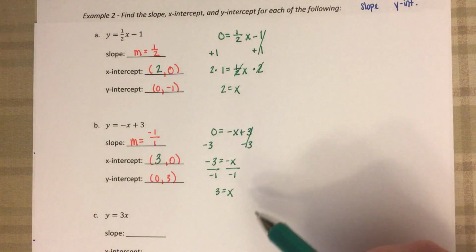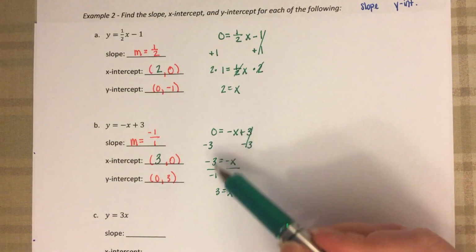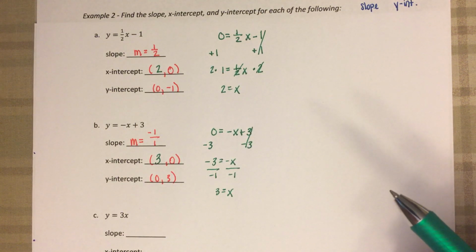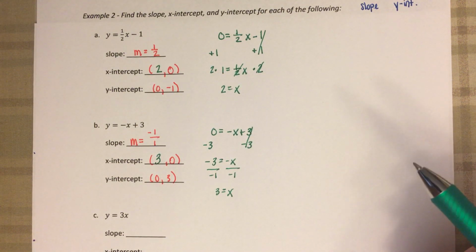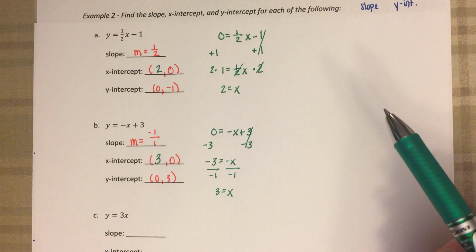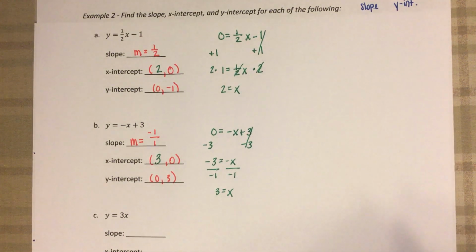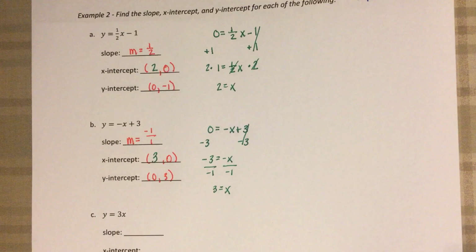We do have options as we're solving these. If you would have rather added x to both sides, either way we still get the same value for x. So we have a slope of -1/1, an x-intercept of 3, 0, and a y-intercept of 0, 3.